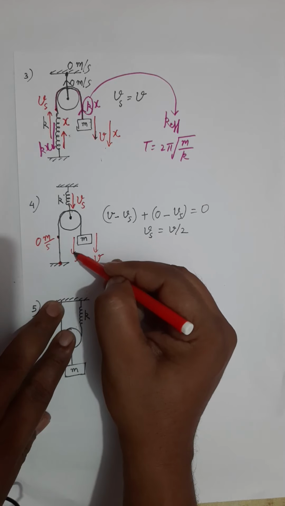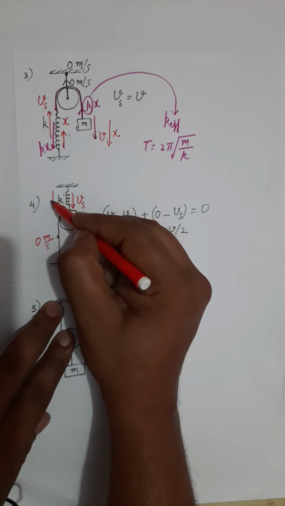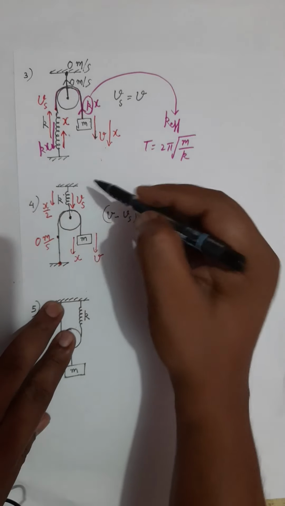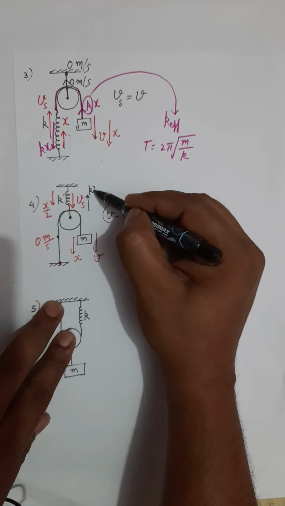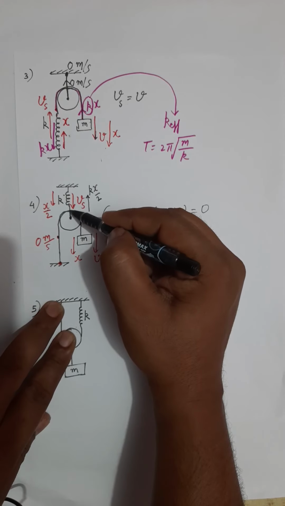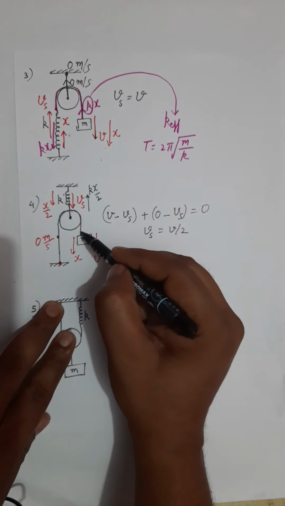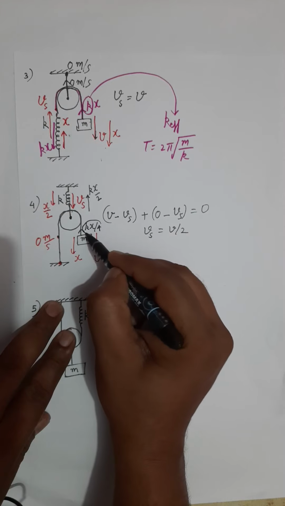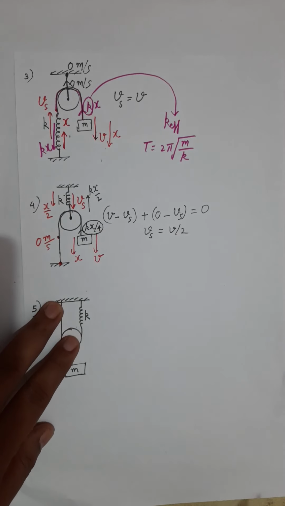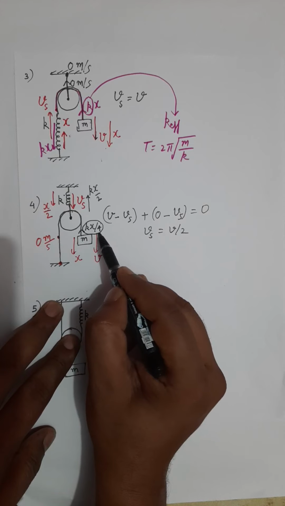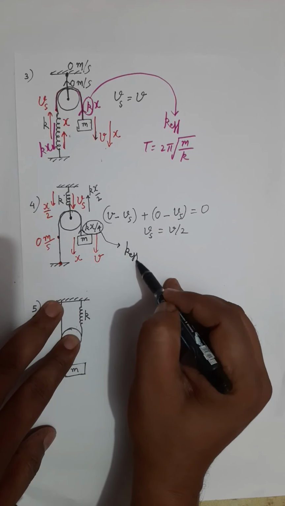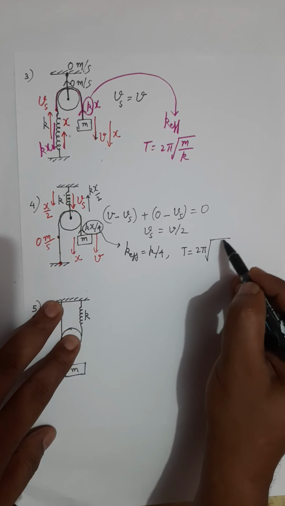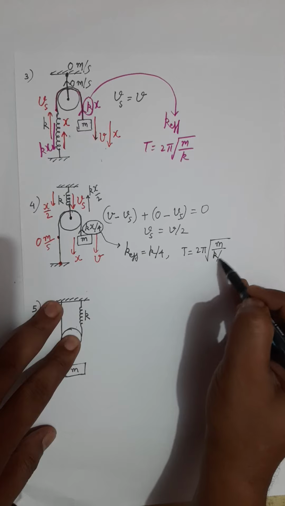So if the block moves downward by small x, the spring will be elongated by x by 2, and when the spring is elongated by x by 2, a force of k times x by 2 will appear here, and a force kx by 2 in this branch will give a force of kx by 4 for this portion, for this part. And if you get kx by 4 here, then you can simply write that k effective equals k by 4, and therefore time period will be 2 pi root of m divided by k by 4.